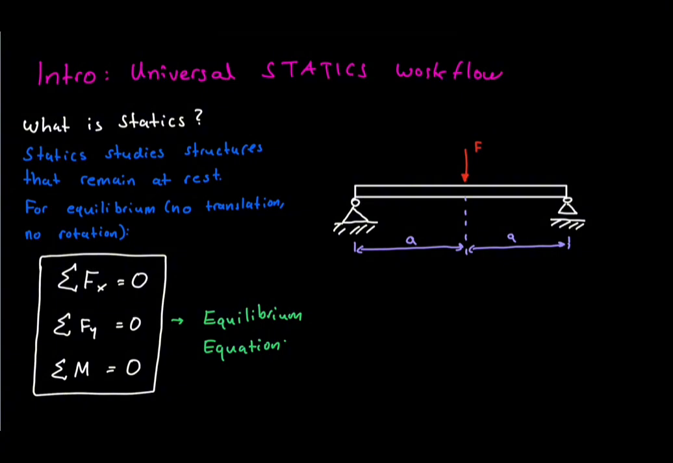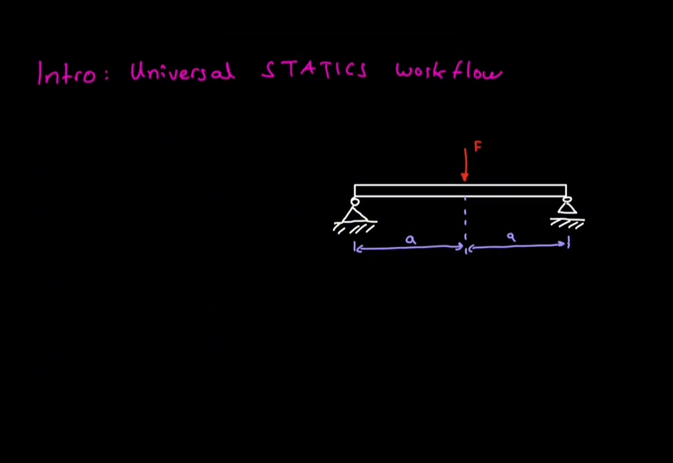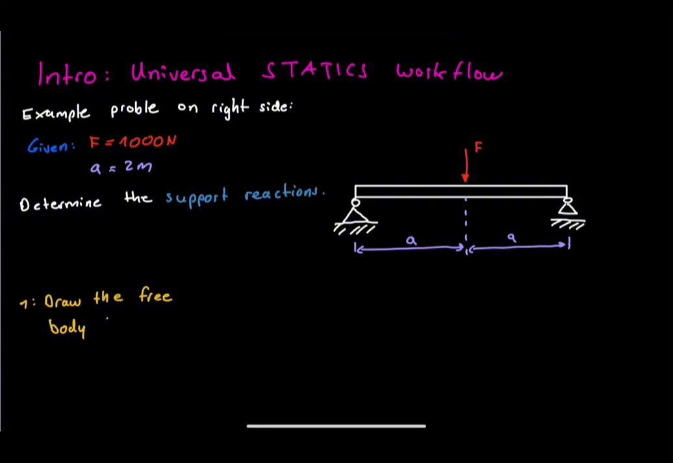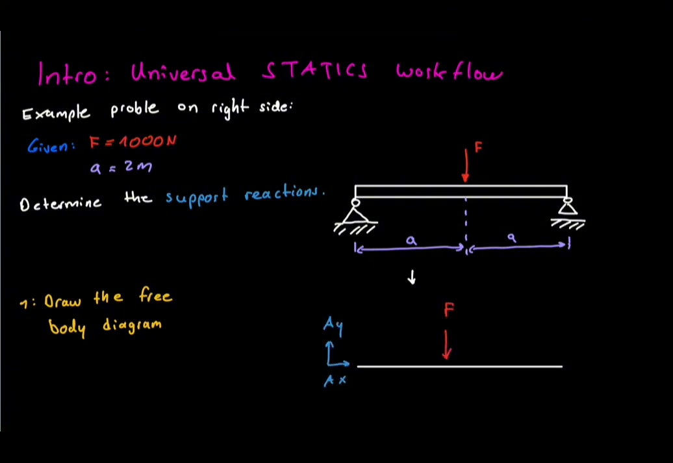Now let's solve our first problem. We have a beam supported at 2 points. A force of 1,000 Newton acts downward in the middle. Our goal is to determine the support reactions. The first step is always to draw a free body diagram. We isolate the beam and replace the supports by the forces they can exert. The pin support provides a horizontal and a vertical reaction force. The roller support provides a vertical reaction force.